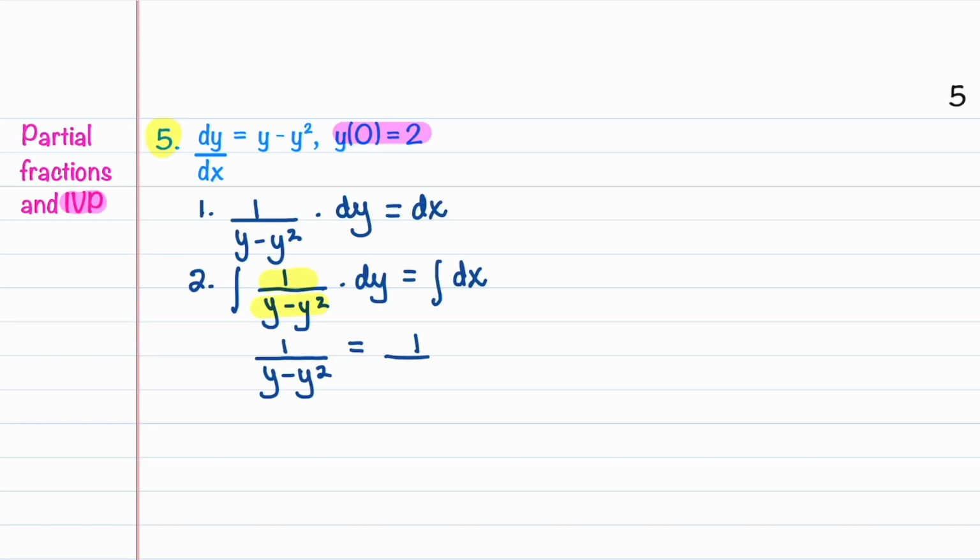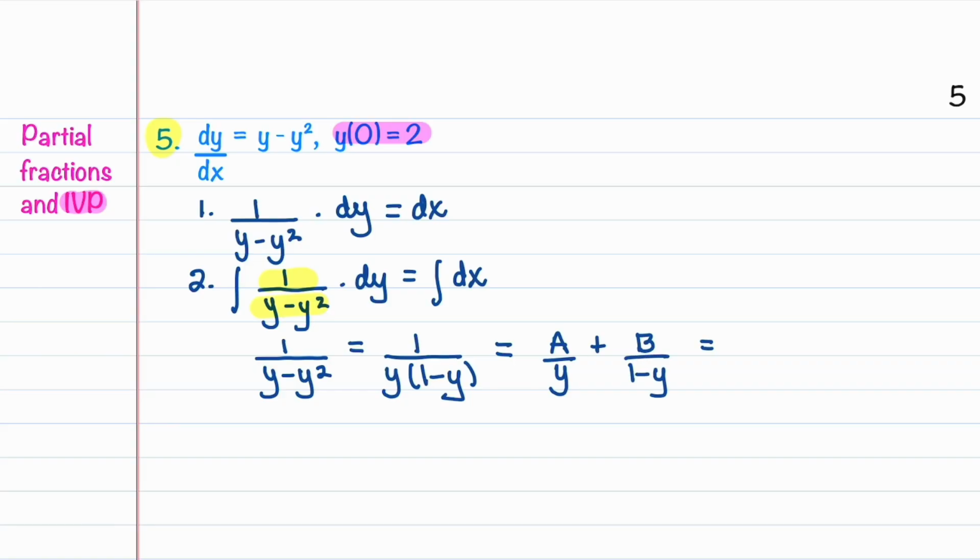We're going to factor the denominator, so we pull out a y, and that leaves us with 1 minus y. Both of those are linear factors, so we can split it up as a divided by y plus b divided by 1 minus y.